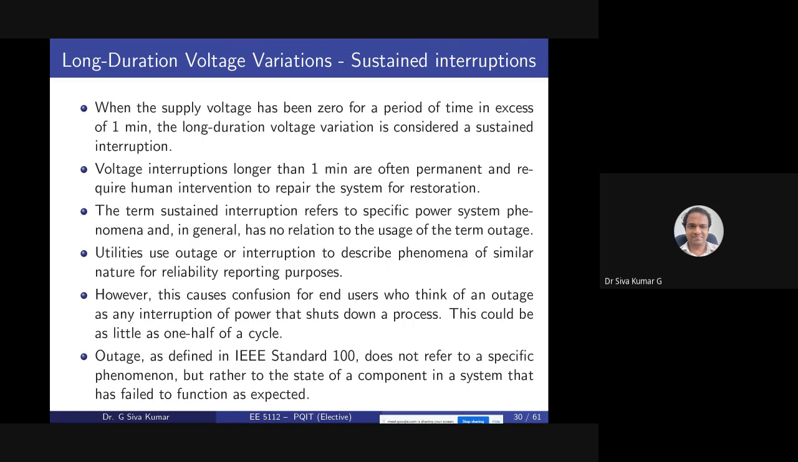Basically, the restoration of a power system when there is a fault in the system is not done automatically; human intervention is required to clear the fault. In that case, we will be seeing this kind of problem, which is a sustained interruption. The sustained interruption is called a zero voltage for a duration of greater than 1 minute. And in the utilities they call it an outage or an interruption to describe phenomena of similar nature for reliability reporting purposes.